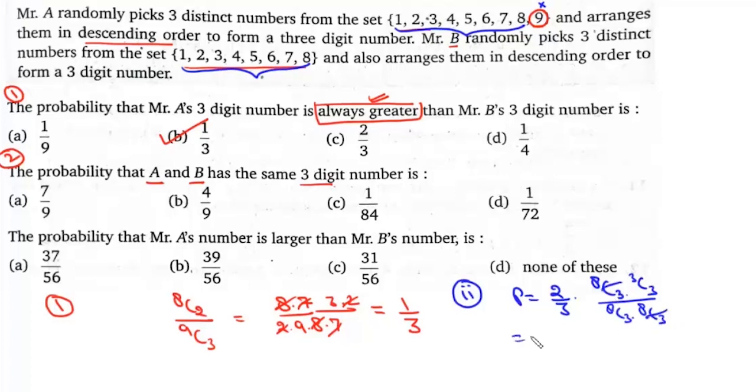The 8C3 will cancel. Now this is 2 by 3 and this is 1, and 8C3 is 56. 28, 84. So this probability is 1 by 84.